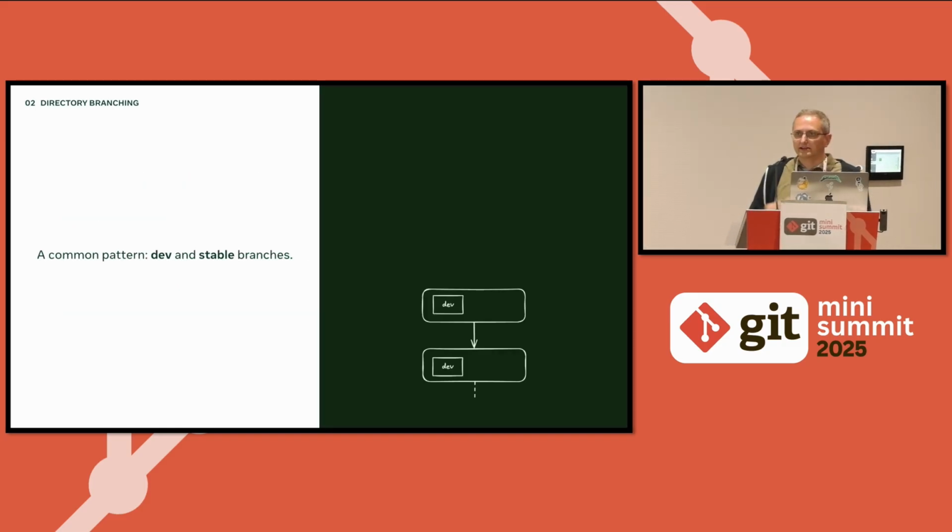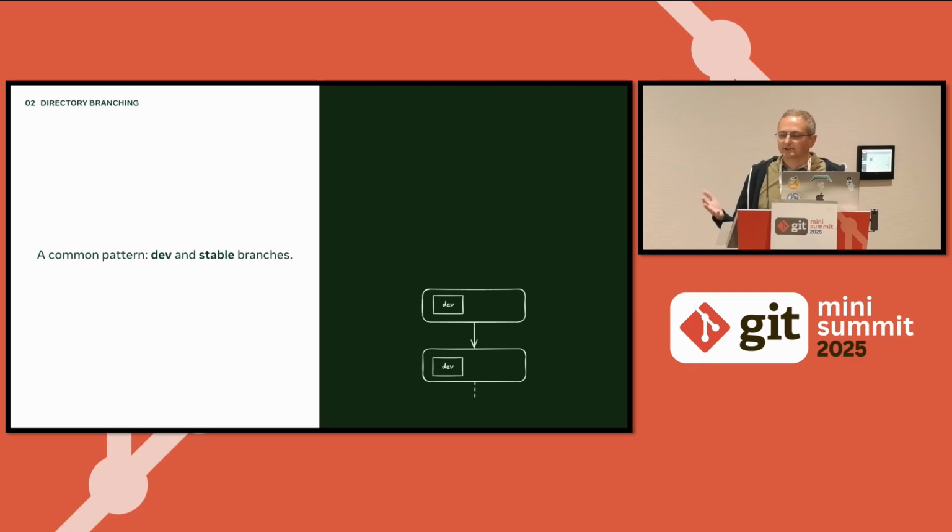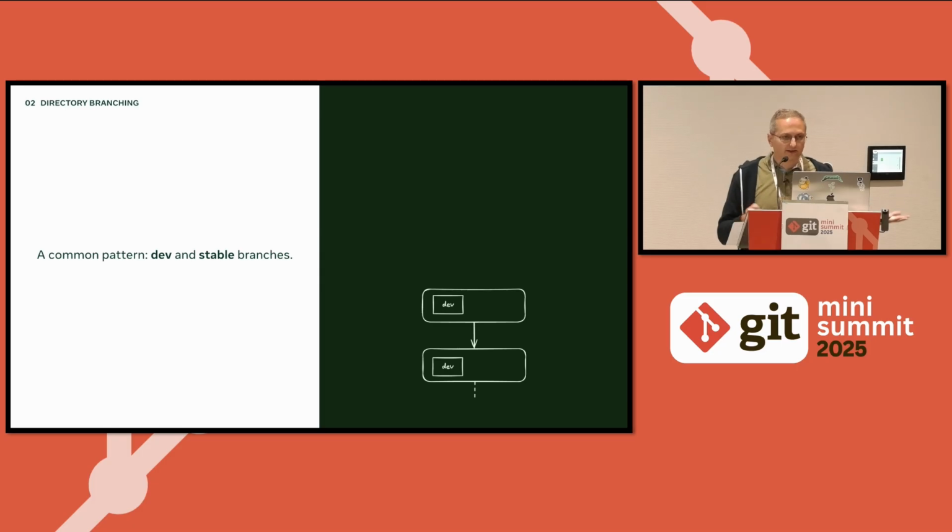To give an example, there's a bunch of things you can do with this. I'm going to give a worked example of one particular workflow, which is a very common pattern where you have two branches: dev, where you do your development, and then stable, where you push releases periodically once you've tested things and you're happy you've got a stable version of your code.